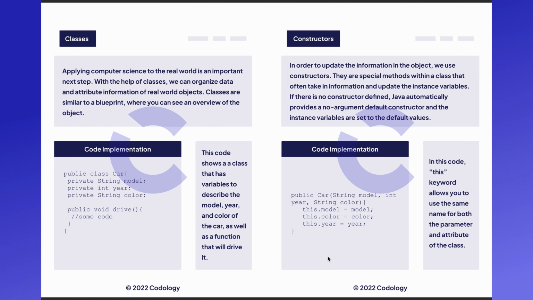For example, if we have a car class, we have the header public class Car, open bracket, and then close bracket at the very end, and inside we have three attributes: private String model, private int year, private String color. These can all be updated regularly and will stay with one object.